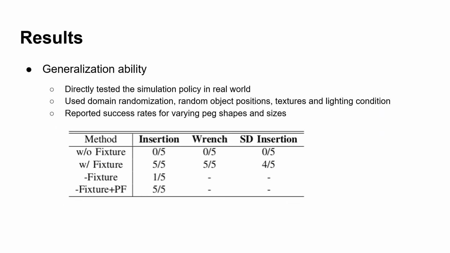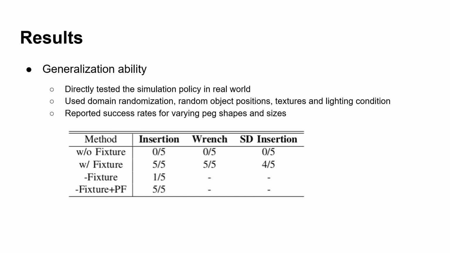One of the most convincing results is the generalization ability of the framework across varying peg dimensions. This has been achieved using domain randomization, randomizing object positions, textures, and lighting conditions during training. The models trained without fixtures fail in all tests, reflecting the difficulty of these manipulation tasks. The models trained with fixtures successfully finish almost every trial for each task, if not all.